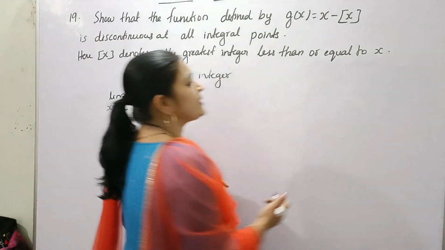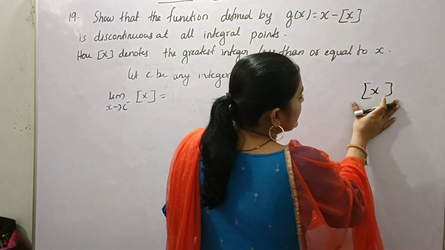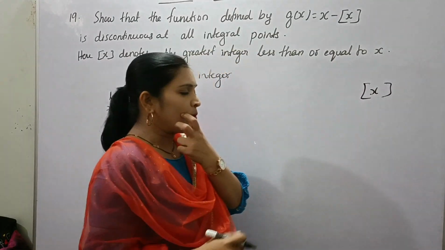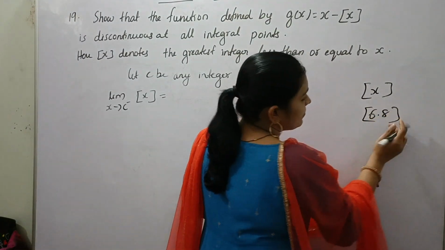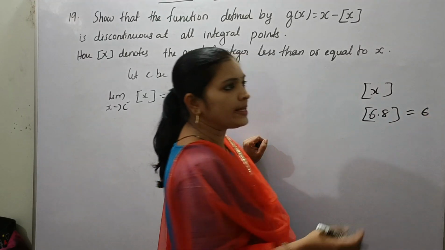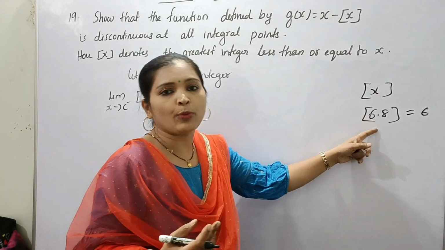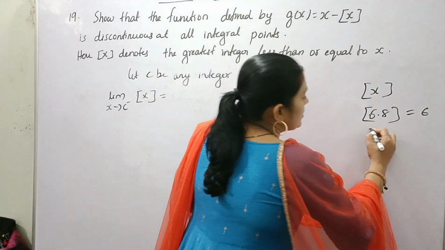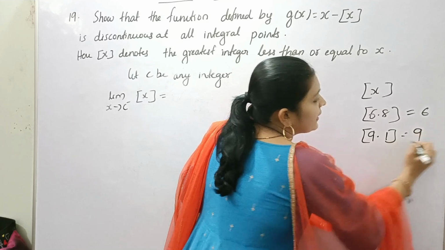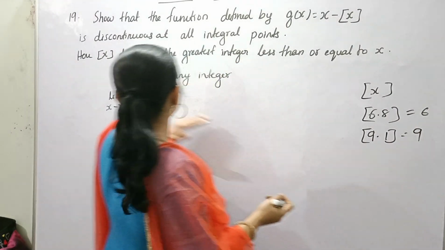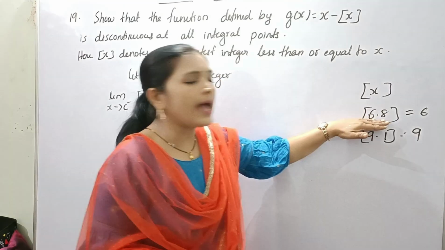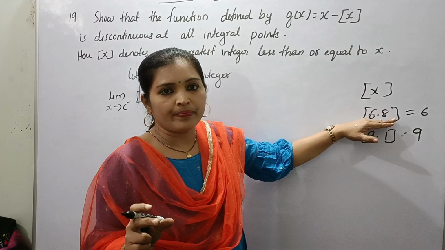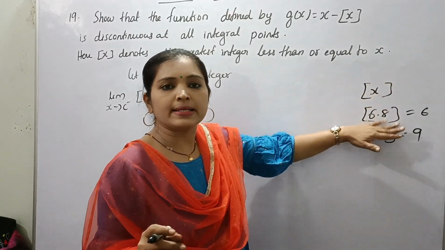We know what the greatest integer of x is. This function is defined as the greatest integer less than or equal to x. Suppose it is 6.8. What is its value? 6, right? That is the largest integer that is less than 6.8. And what about 9.19? Here, let's consider 6 as c, so c is equal to 6 and x is 6.8.